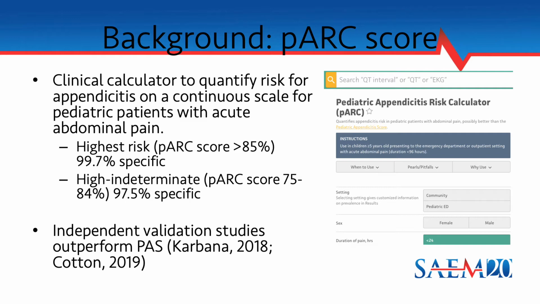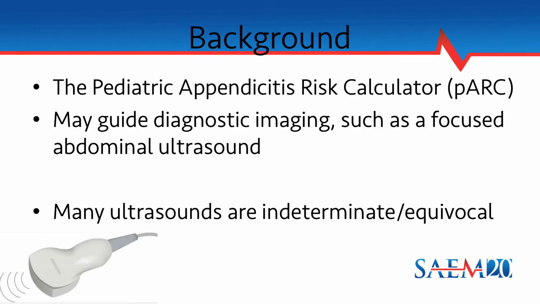very low or high risk for appendicitis, with the highest risk, or a pARC score over 85%, being 99.7% specific for appendicitis, and the high indeterminate, or pARC score 75 to 84%, being 97.5% specific. So the Pediatric Appendicitis Risk Calculator can quantify the risk of appendicitis in pediatric patients and may also guide diagnostic imaging, such as a focused abdominal ultrasound.